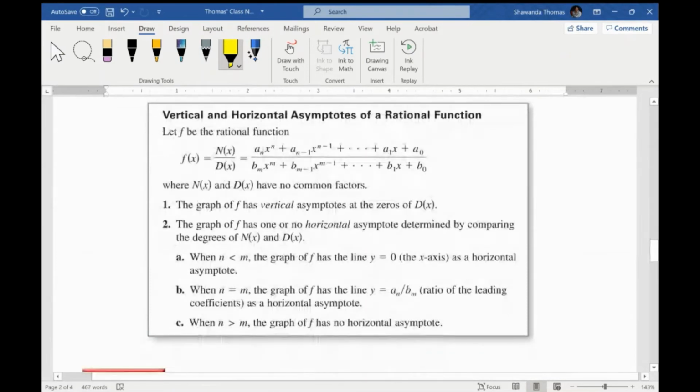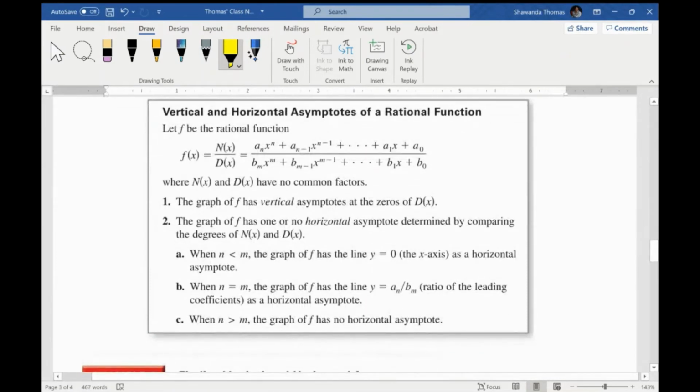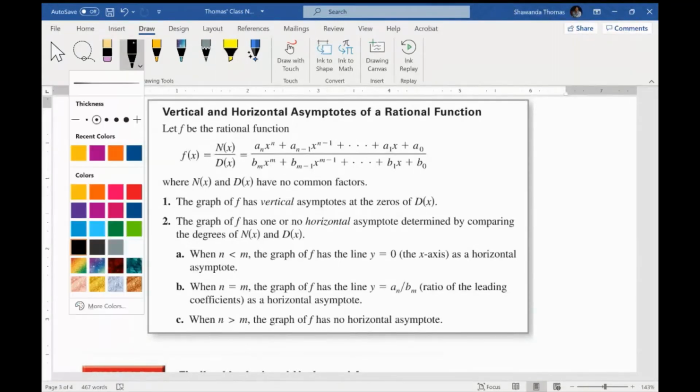Vertical and horizontal asymptote, and I'm going to write this in my own words. Where n of x and d of x have no common factor, so we have a rational function. The graph of f has vertical asymptotes at the zeros of d of x. I'm going to write this in my own little way. Here's how you find it.